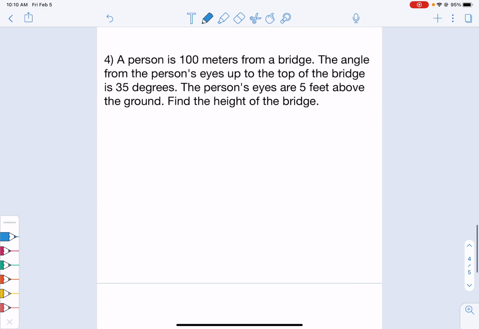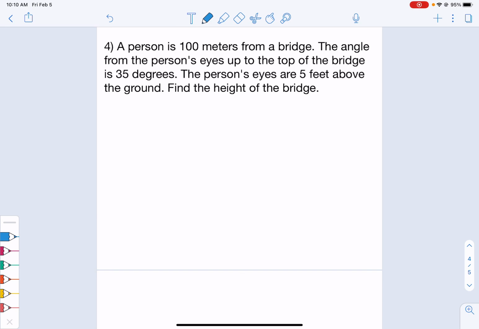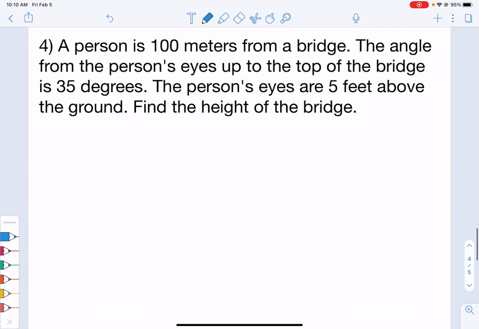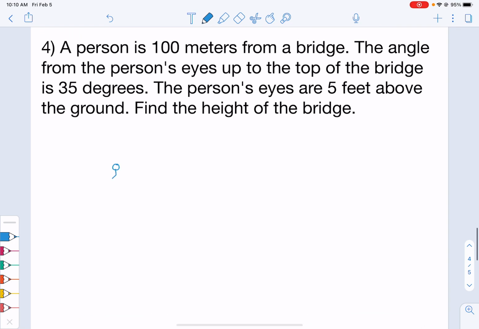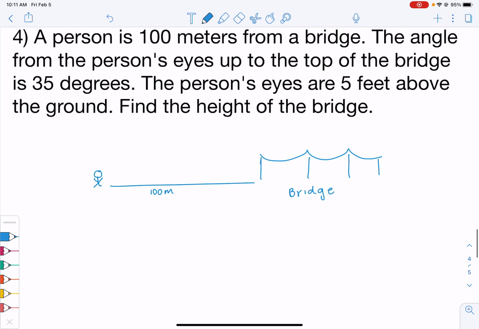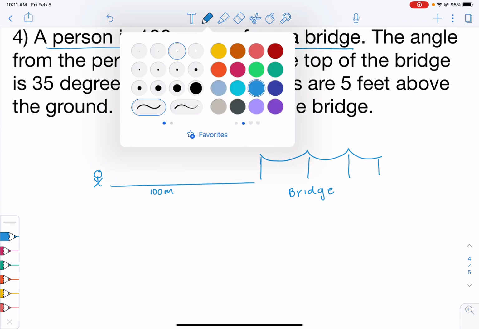Let's do one more together. A person is 100 meters from a bridge. So let's draw our person. This is 100 meters away from their bridge. That's where I'm going to draw my bridge. That doesn't really look like a bridge, but that's okay. So that was this sentence.